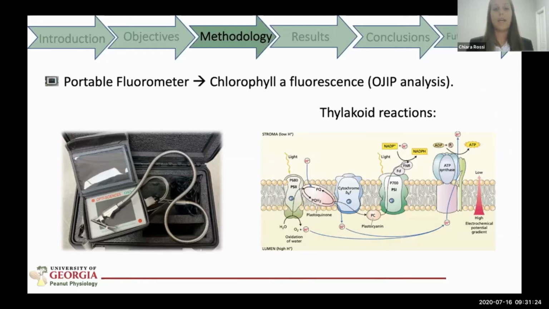This analysis studies the thylakoid reaction, which is a group of reactions that involve the photosystem 2 and the photosystem 1. Both photosystems absorb light, and they use the electrons to oxidate water and to create ATP.